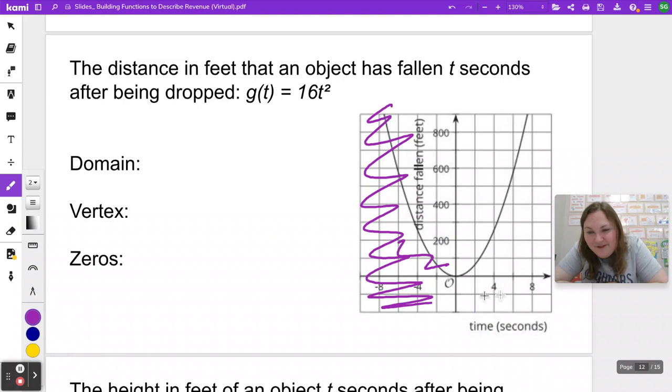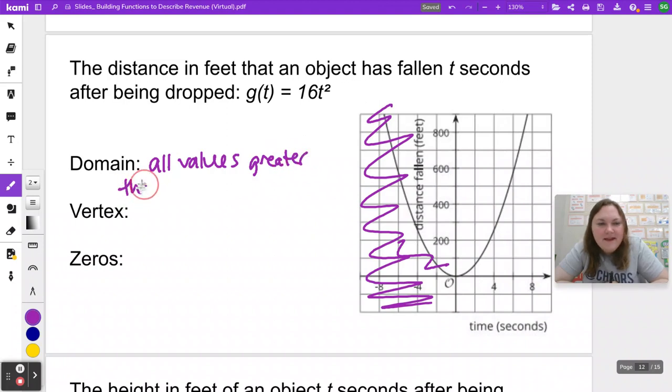So looking at our graph, it stops at 2, 4, 6, 8, 10 seconds, but objects can fall for more than 10 seconds. That was just as much of the graph that we could fit on screen as possible. So for my domain, for time, I'm going to say all values, because time can be a decimal, all values greater than or equal to 0. That just means that 0 is our minimum, but there is no maximum. Objects can fall for however long they need to fall before they get to the ground.